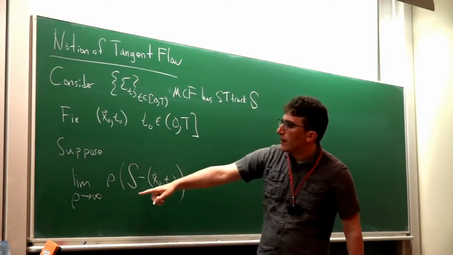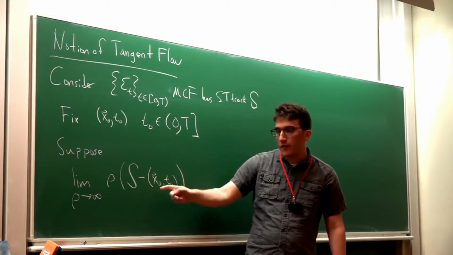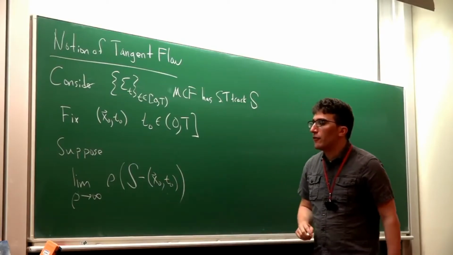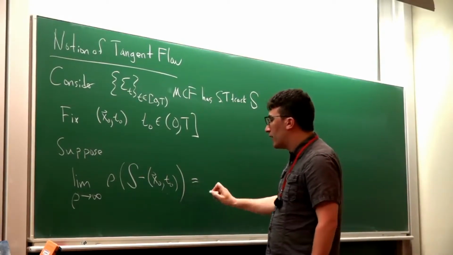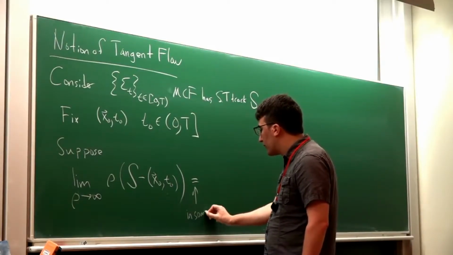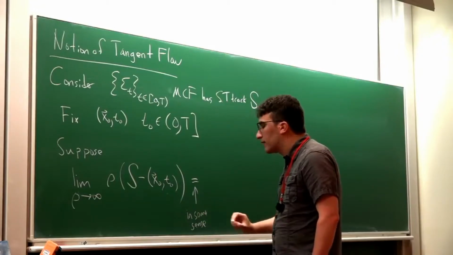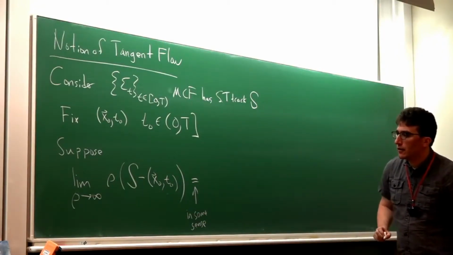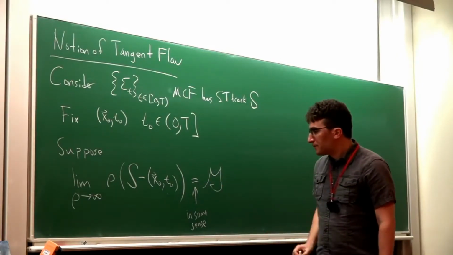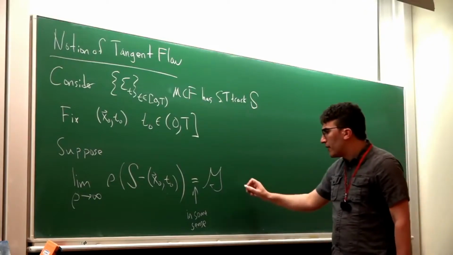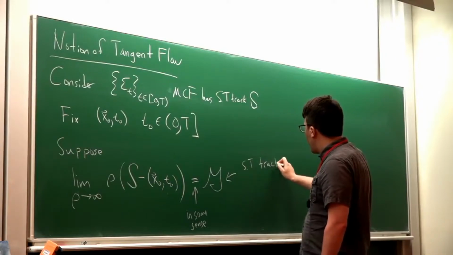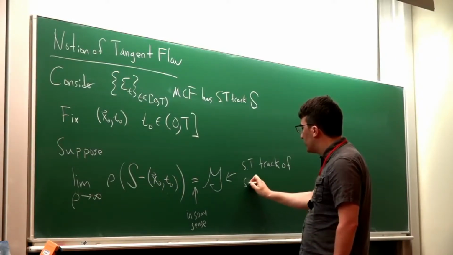This just means translate in space-time the space-time track so that this point is the origin, and then dilate parabolically in the way I said. So zoom in. Suppose that this limit converges in some sense, which I'll say a little more about in a bit. Suppose this converges to some G, which we now think of as the space-time track of some new flow.